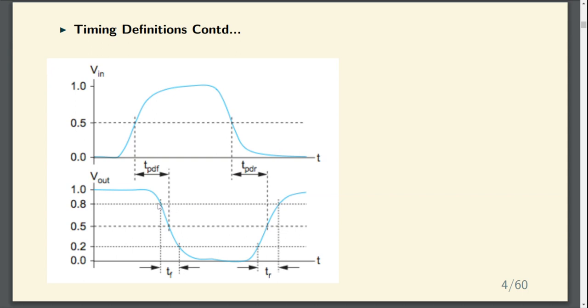Similarly, we also mentioned fall time and rise time. This is for one waveform, not for two waveforms. For any single waveform, generally the output waveform, how much time does it take to go from 80% of its value to 20%? Similarly, 20% to 80%.